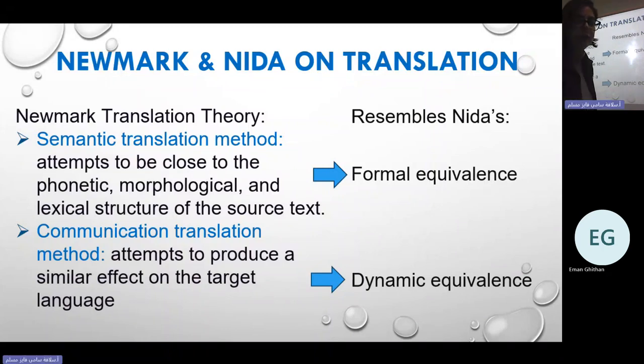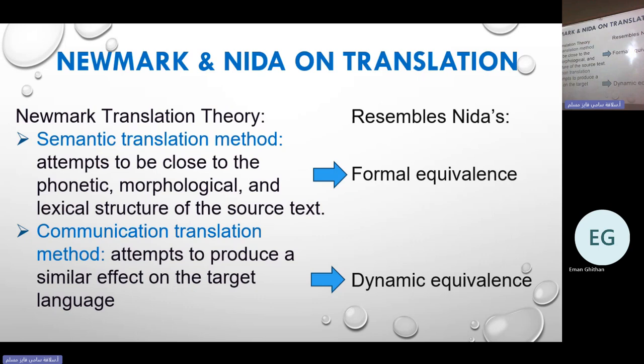Yes. Good. Okay. So we have these two names, you have to remember them: Newmark and Nida. Nida is the father of literal translation. Newmark's translation theory has two methods. One is called the semantic translation method, and the other is called the communicative translation method. The first one, the semantic translation method, attempts to be close to the phonetic and morphological form, الشكل, and lexical structure, which is the shape and type of the word, of the source text, and this looks like the formal equivalence theory of Nida.